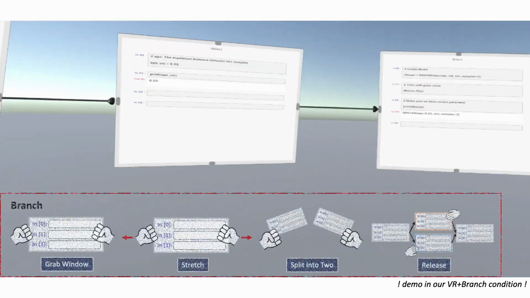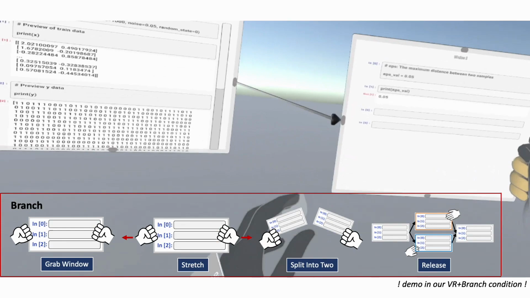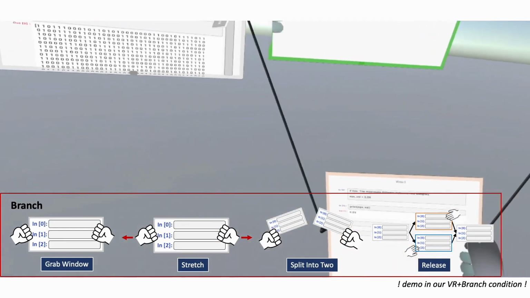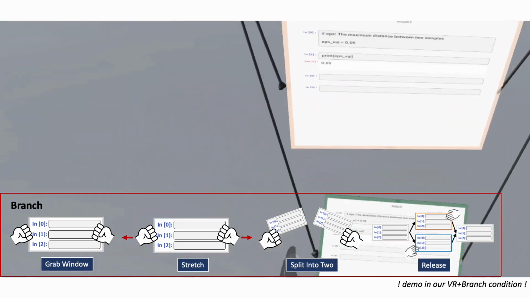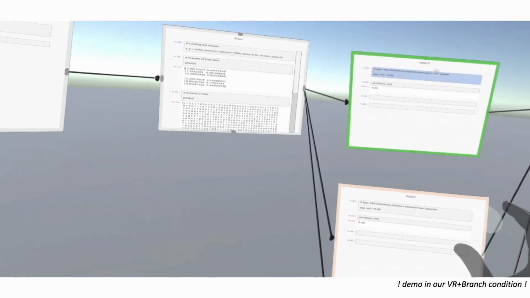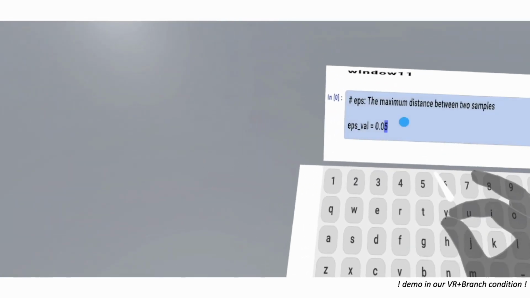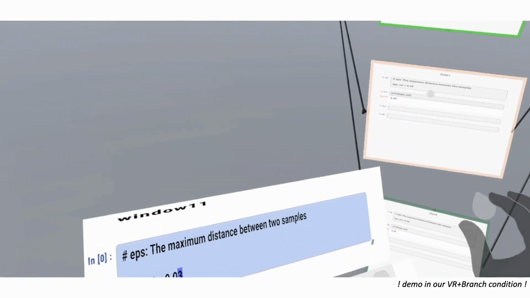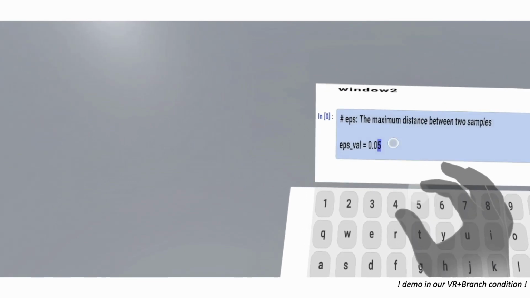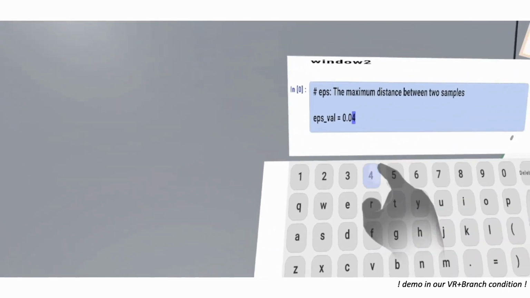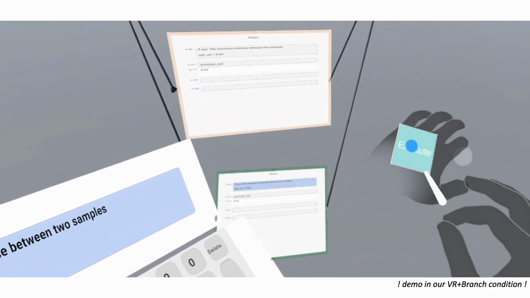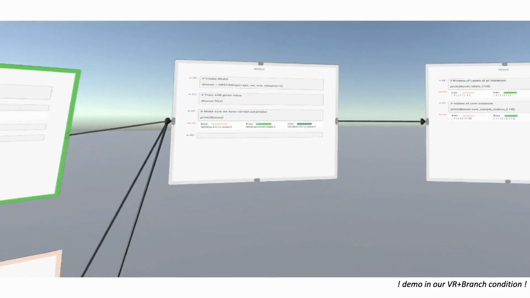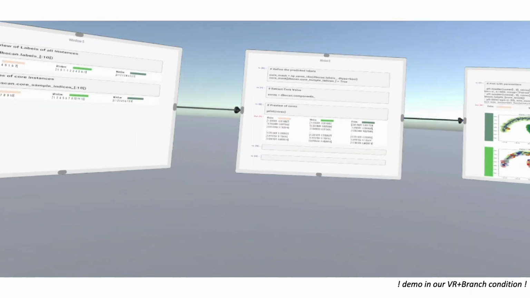Next step is about creating branches. To do this, we first need to grab the window with both hands and split apart, then the target window will be duplicated. Then we can test multiple different hypotheses. For example, 3, 4, and lastly 5 at the last window. After finishing assigning values, when we execute it, the merged results will show up.